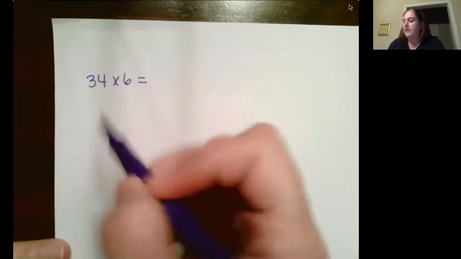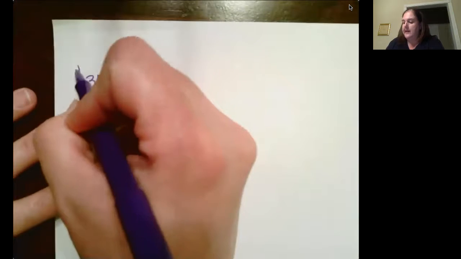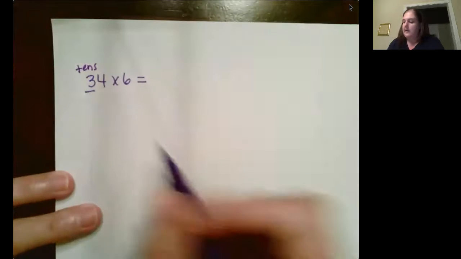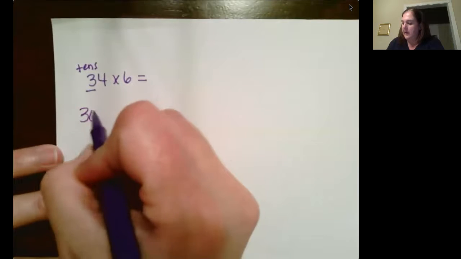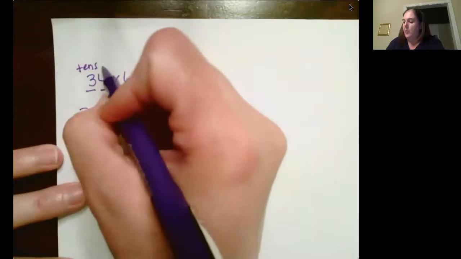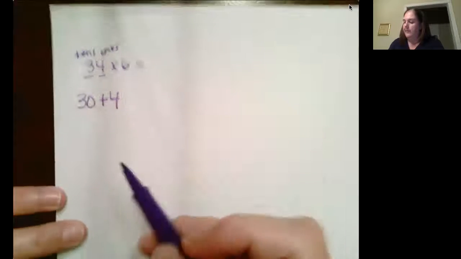All right, hopefully you did that now. 34 in expanded form, there's 3 tens. So 3 tens would do 10, 20, 30. Plus 4 ones. So that's just 30 plus 4.